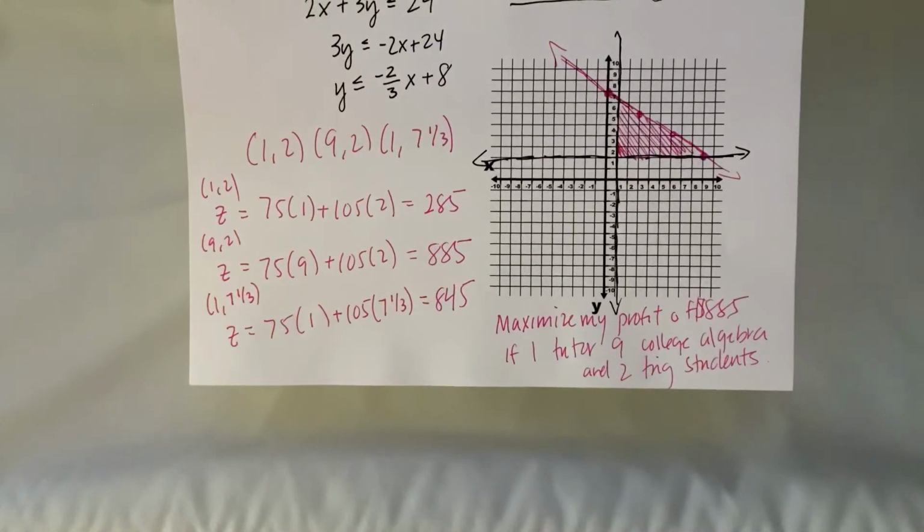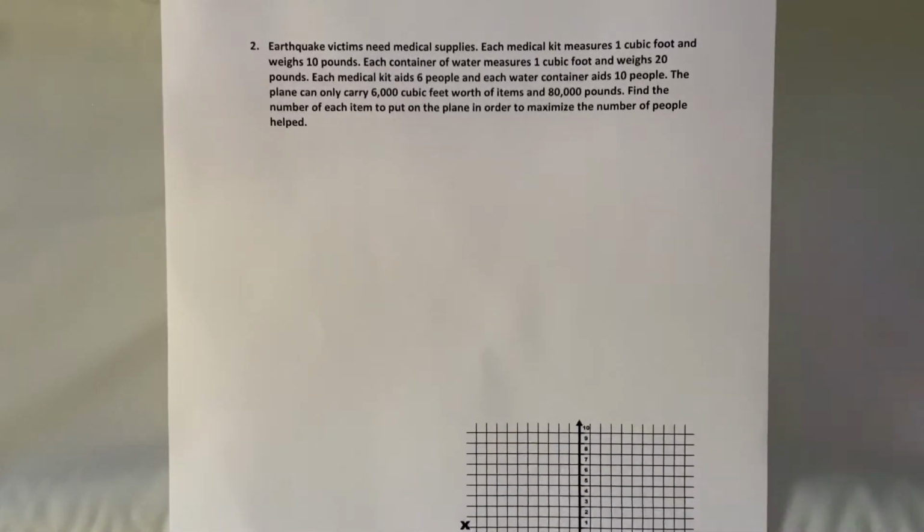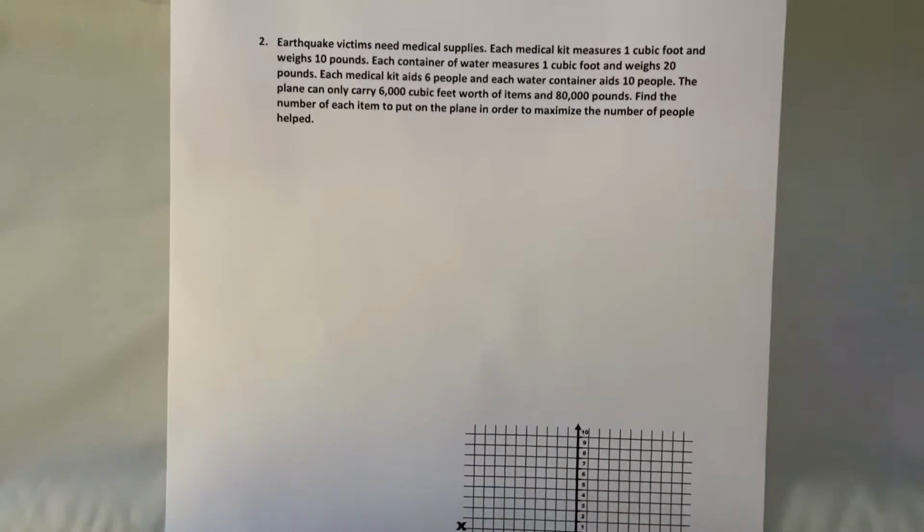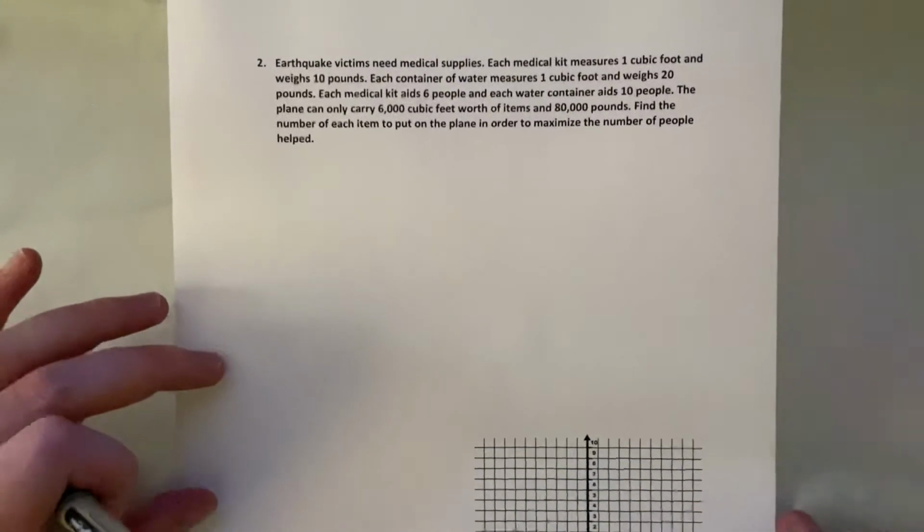We'll do 2 more. It may take 2 videos, but we'll continue in this video to the next problem, to a more reasonable situation that might be encountered. Okay, so earthquake victims need medical supplies. Okay, reasonable. Each medical kit measures 1 cubic foot and weighs 10 pounds. Each container of water measures 1 cubic foot and weighs 20 pounds. Each medical kit helps 6 people, and each water container aids 10 people. A plane can only carry 6,000 cubic feet worth of items and 80,000 pounds. Find the number of each item to be put on the plane in order to maximize the number of people helped. So what do we know?